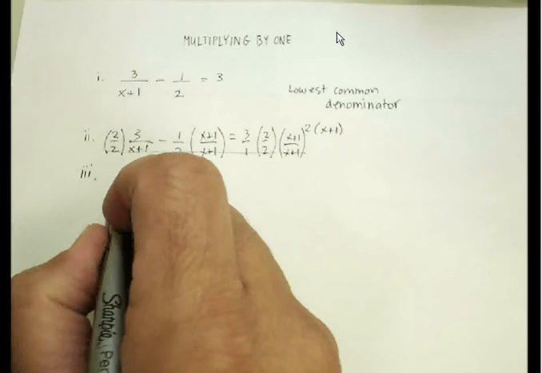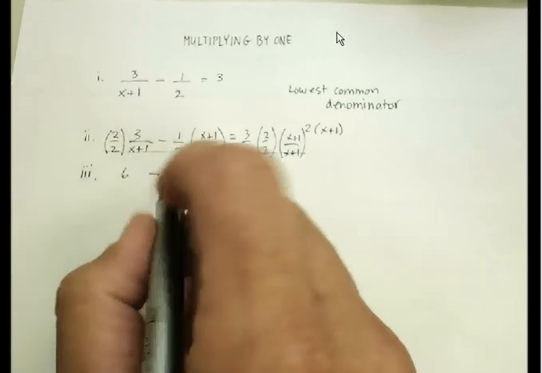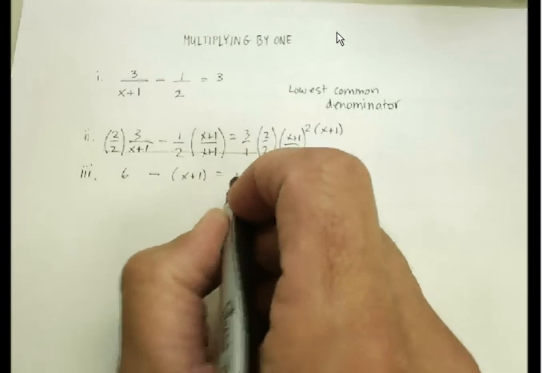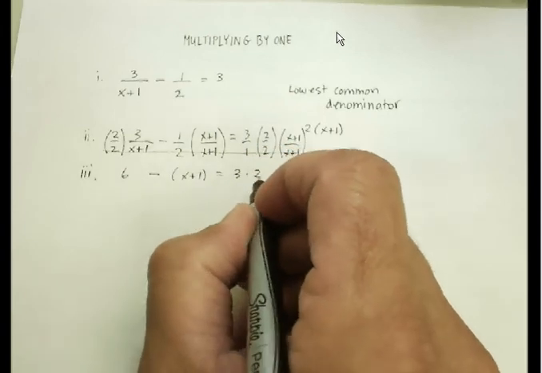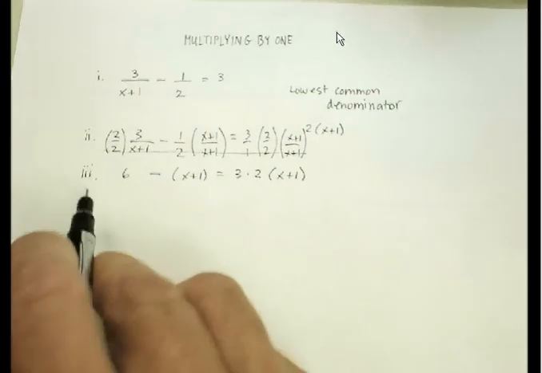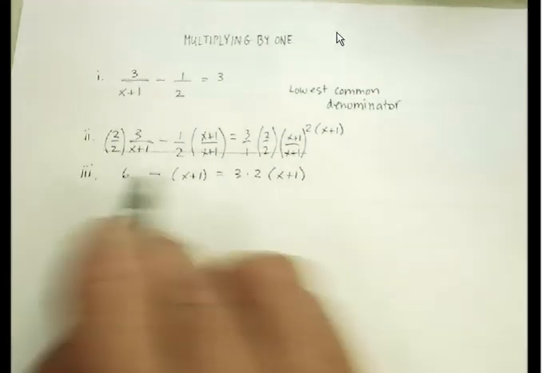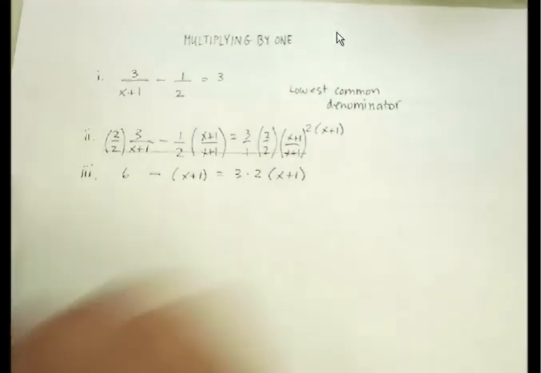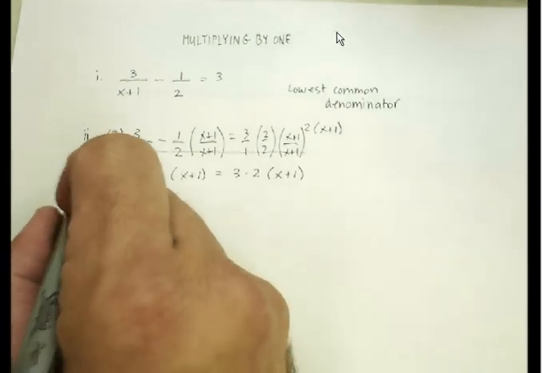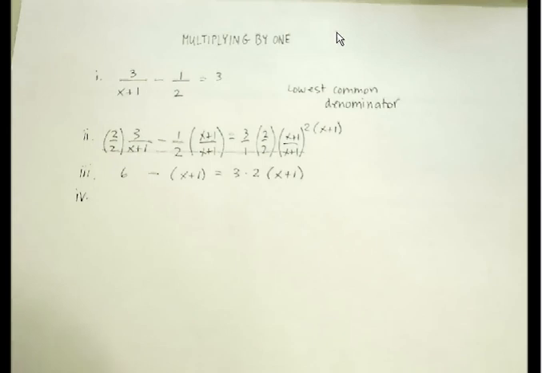We've got 6 minus x plus 1 is equal to 3 times 2 times x plus 1. Now, if you look at that, that is a lot simpler to look at than that original problem. It's a lot simpler for a couple of reasons. I don't have any denominators, and I have just the x's in the numerator, so I'll be dealing just with that. Now it's just a matter of actually simplifying it using your regular algebra.